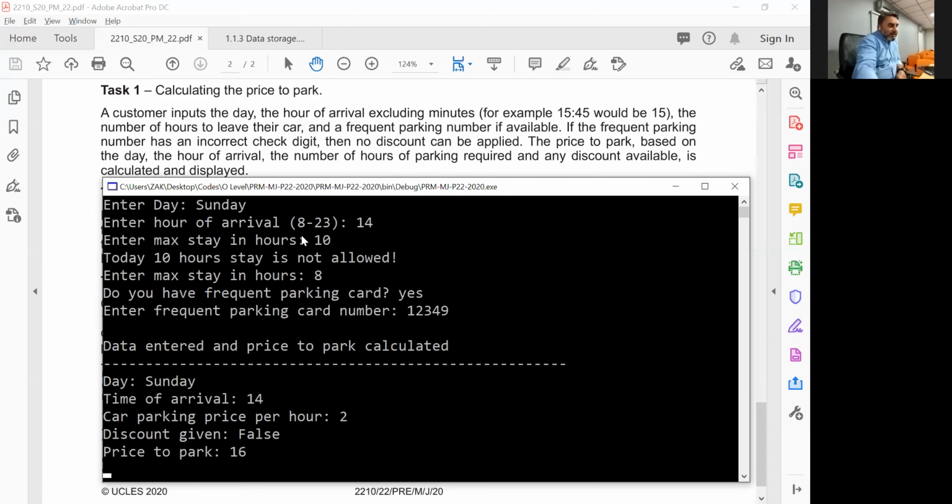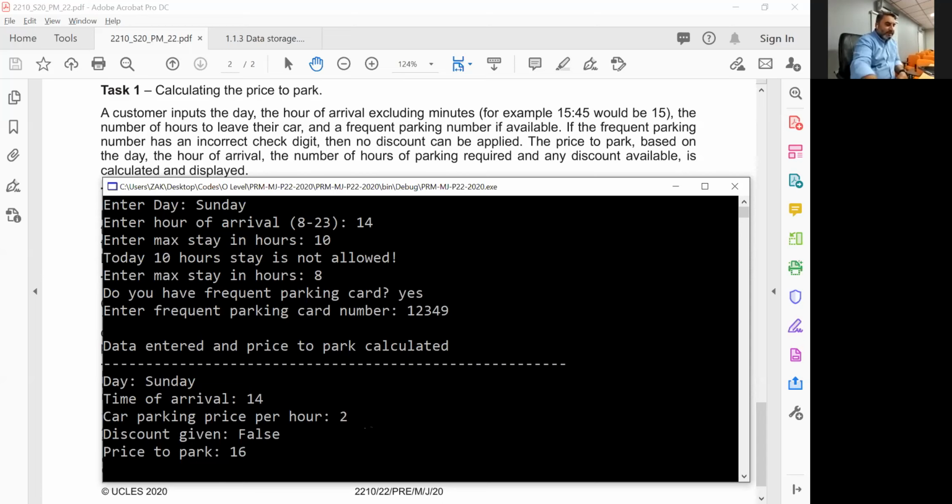So let's see how. The price to park is based on the day, which is Sunday. The hour of arrival was 1400. The number of hours of car parking was 8. The parking number, the number of hours parking required and any discount available are used, but no discount was calculated because the number that was entered was wrong. It is calculated and displayed. So here is the whole display.